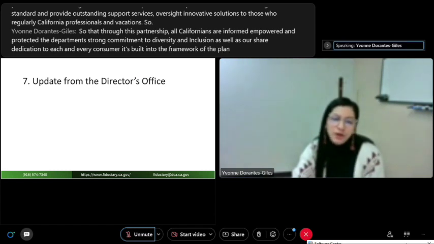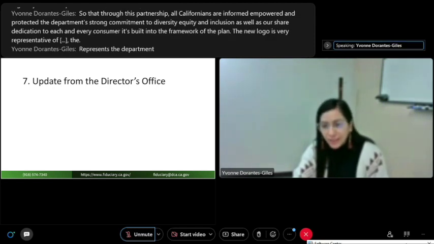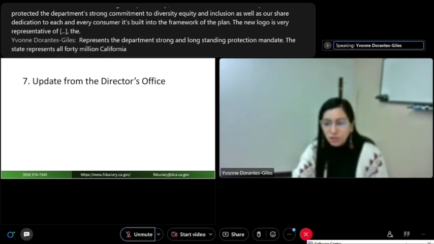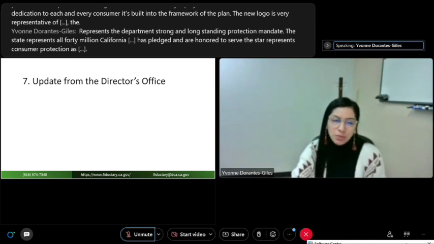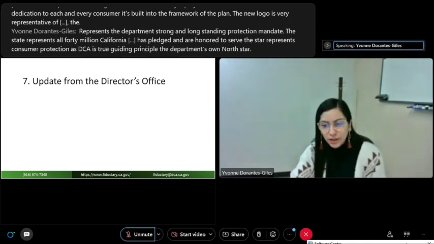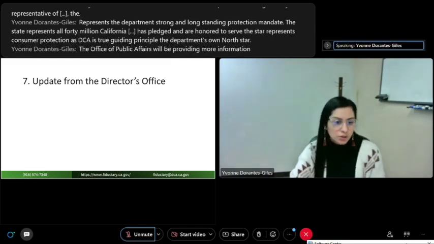The new logo is very representative of DCA. The shield represents the department's strong and long-standing protection mandate. The state represents all 40 million Californians DCA has pledged and is honored to serve. The star represents consumer protection as DCA's true guiding principle, the department's own North Star. The Office of Public Affairs will be providing more information in the coming weeks on the implementation of the new logo.